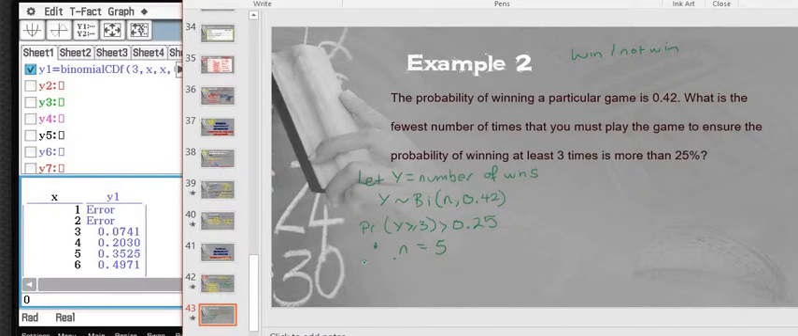Keep in mind, binomial CDF, if we're doing a range of values here. If within the probability I have it equal to one value, we'd use binomial PDF, our probability distribution function.